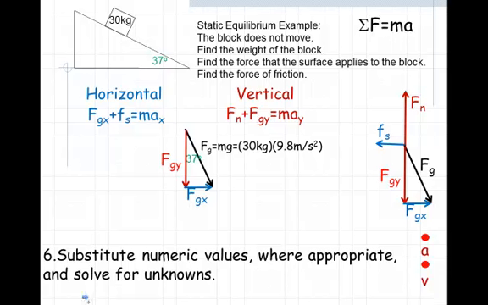Our next step is to look very closely at this right triangle. It's very important because we need to find both Fgx and Fgy. Before we can do that, we need to solve for the value of Fg. We know that Fg, the weight or the force due to gravity, is equal to mg, and that's the mass of 30 kilograms times 9.8 meters per second squared.